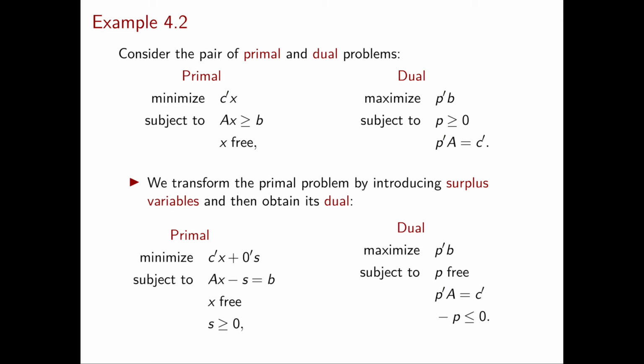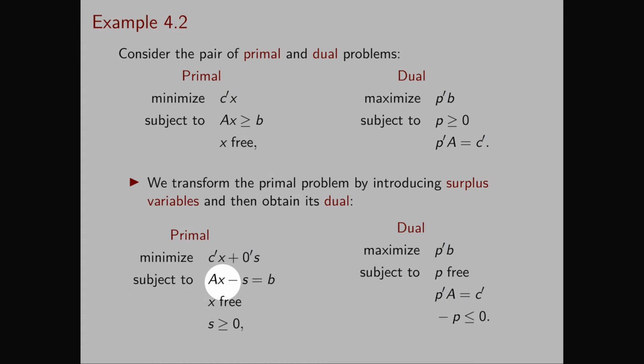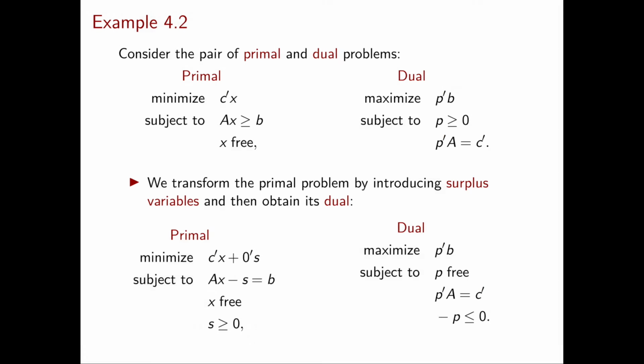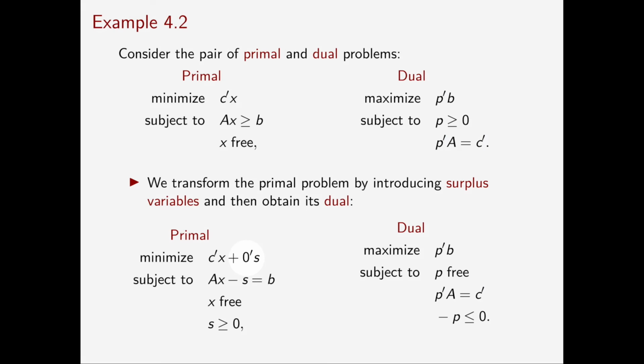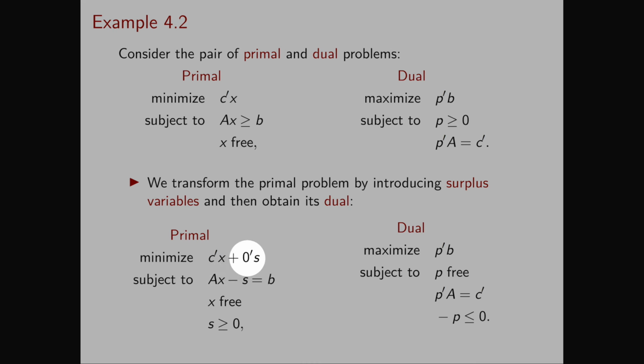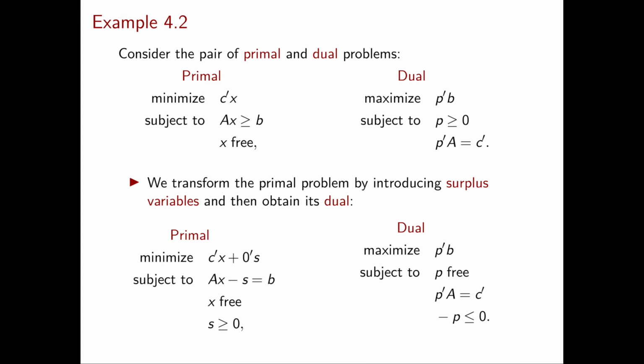So now let's manipulate the primal problem by adding surplus variables. Instead of having AX greater than or equal to B, I will have AX minus S equal to B. And I'm adding the non-negativity constraints on the surplus variables. The objective function remains the same, so it's C transpose X plus 0 transpose S. Now we know that this linear programming problem is equivalent to our original primal.